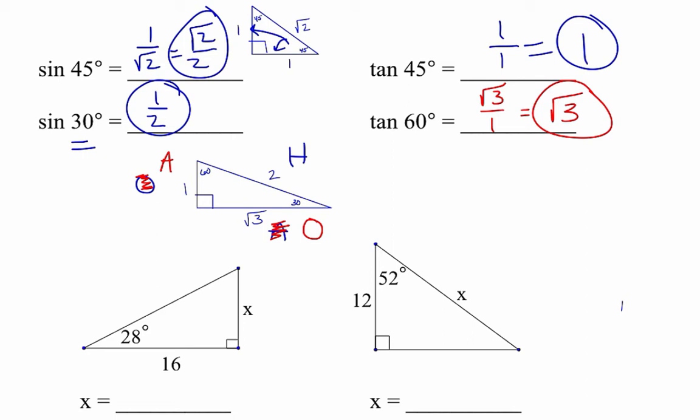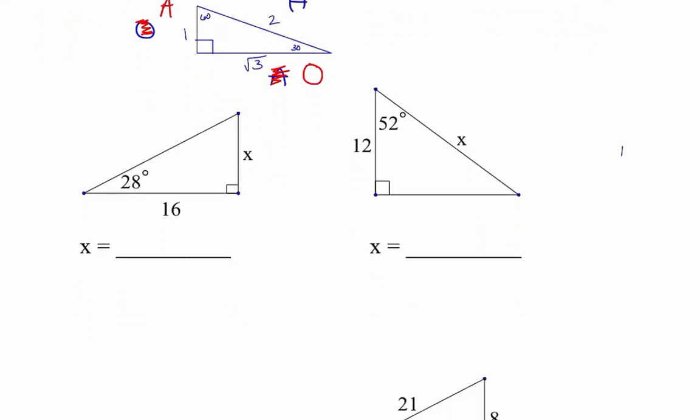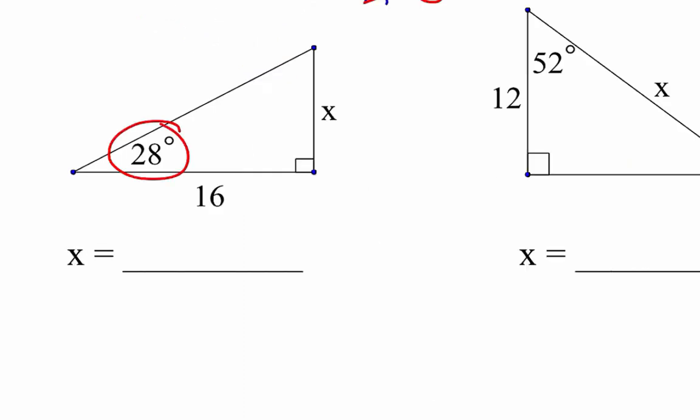Now we're going to use the idea in our next couple examples that says if the ratio for a certain degree angle measurement is always the same on every right triangle, how can we use that ratio to find a missing side? So here's a perfect example of exactly that. I have a 28-degree angle in this right triangle. The opposite side of that is x, and the adjacent side to that is 16.